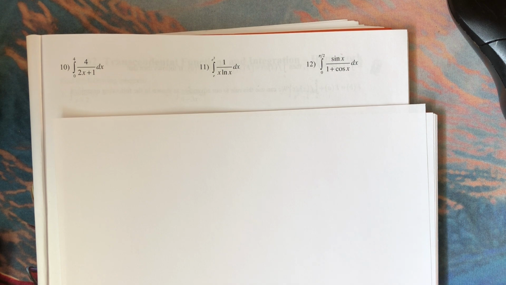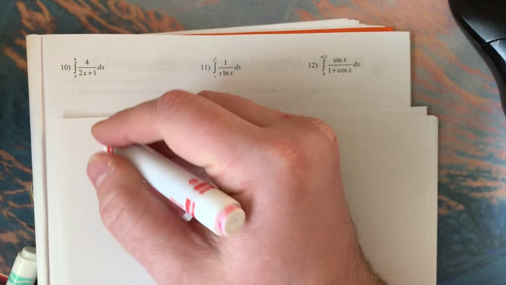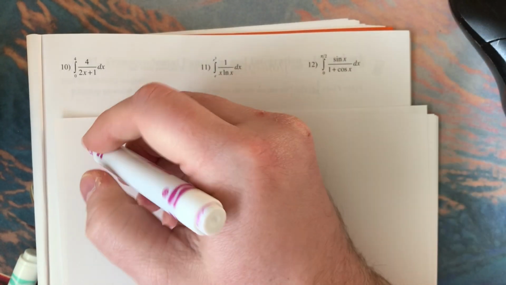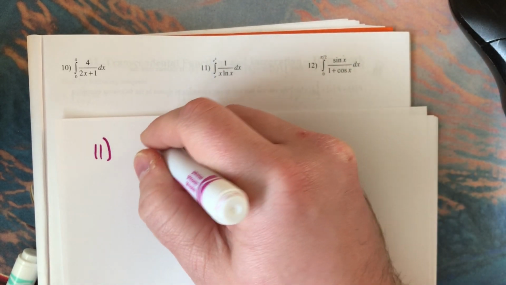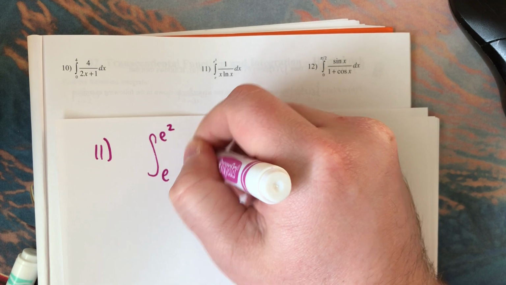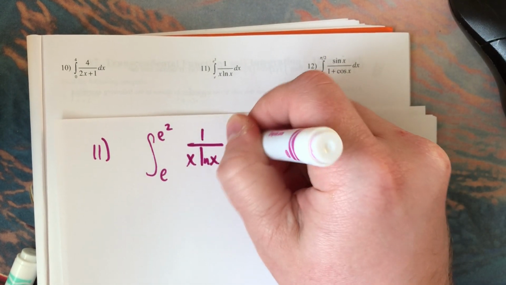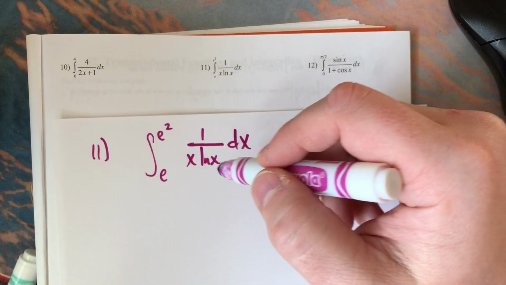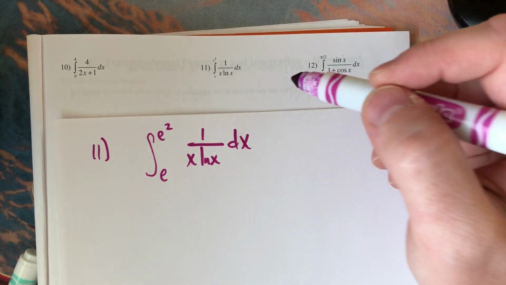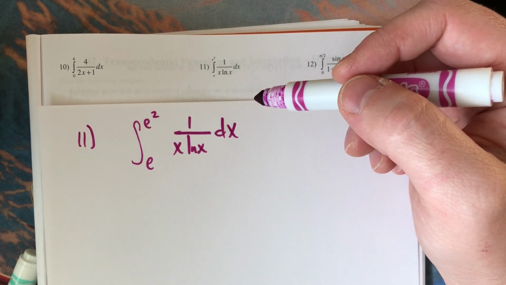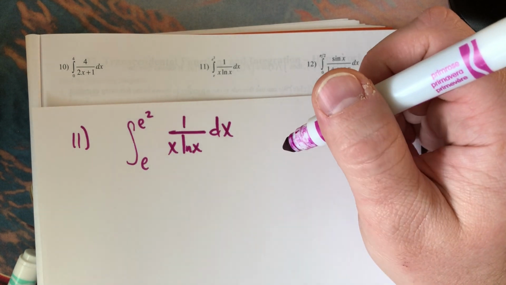So 11 is another similar one. So this is a good chance for you to kind of think about what would U be. Is it the whole bottom? Is it different things? So I'd recommend pausing the video, try a couple different U's, and if you can't figure it out, check out what I do.